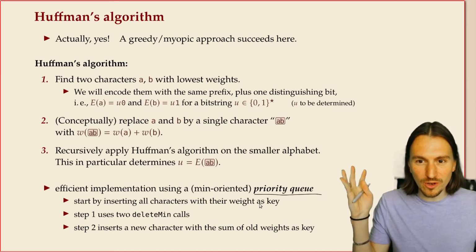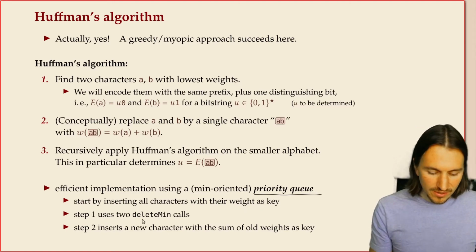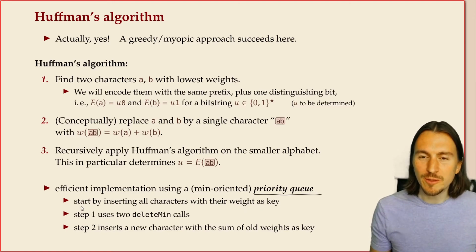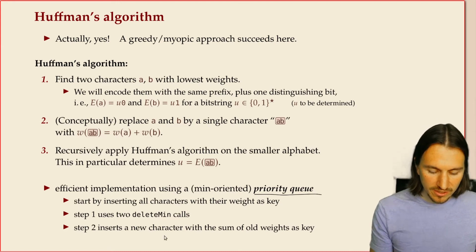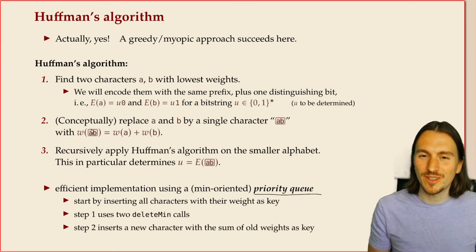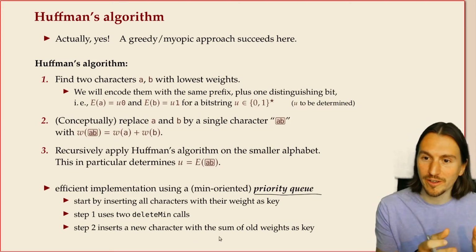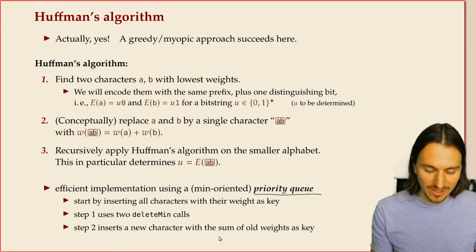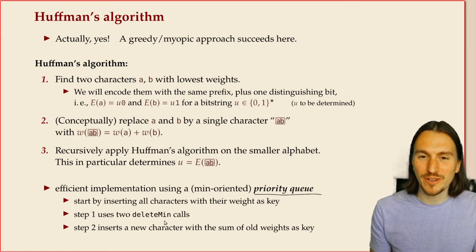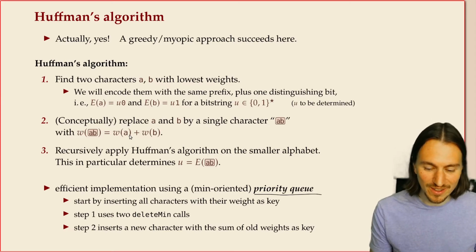You initially throw all the characters into the priority queue using their weight as a key. Then the first step just executes two delete min calls on the priority queue. That automatically gives you the two characters with lowest weights. And step 2, where you compute the sum of the super character, you just insert a new character, the super character AB, and use the sum of the two weights as key. And if you keep doing this, as soon as the priority queue has only one element left, you know that you're done. And by keeping track of how you paired things up, you can reconstruct the tree. But let's see that in an example.